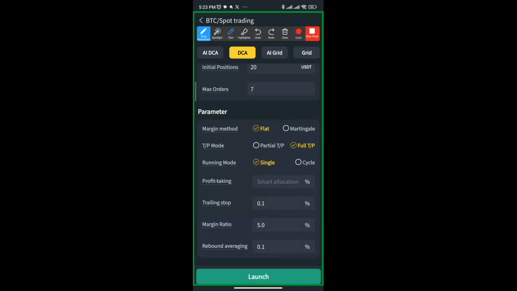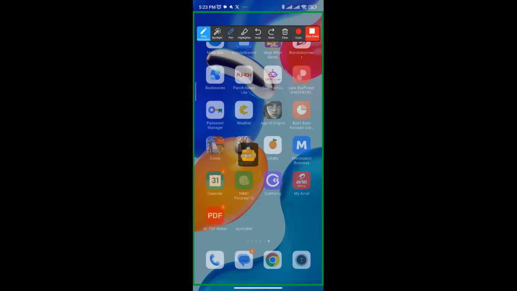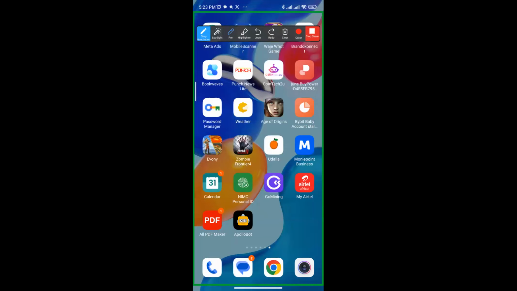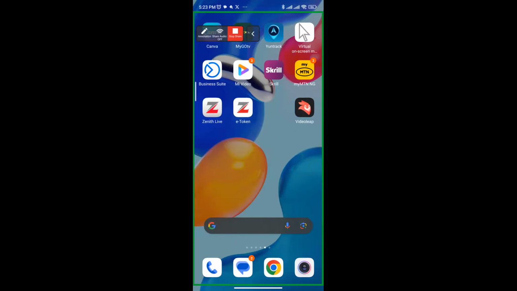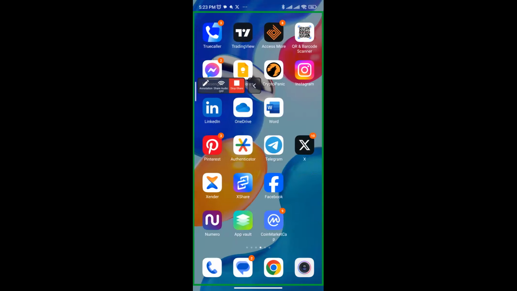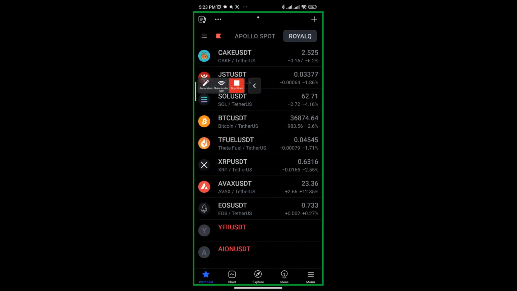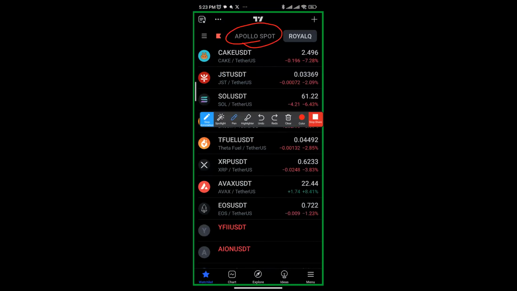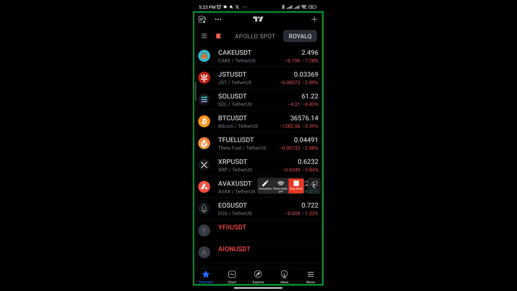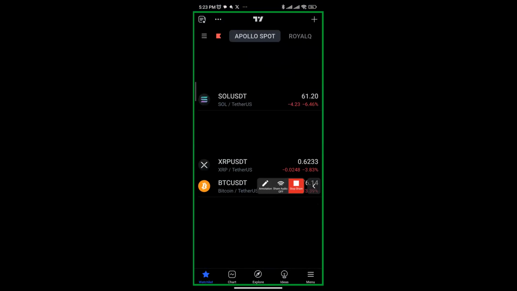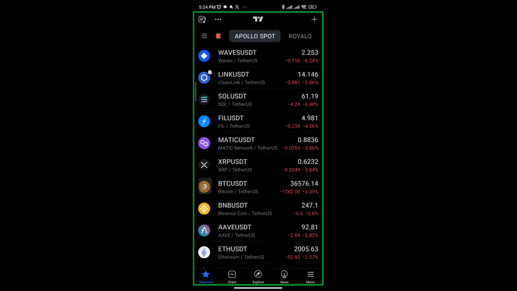Okay, let's take this for example. Let's go to TradingView. This is the third method I want to use. I go to TradingView. Where's my TradingView? Okay. So now, what have I done in my TradingView? I have my Apollo spots here. I have selected some coins. So what do I do? I study them. I tap on it, and you can see, I just want to check on these coins in TradingView.